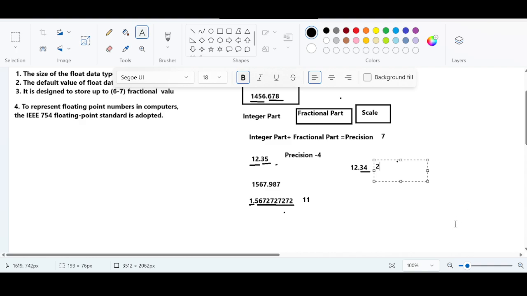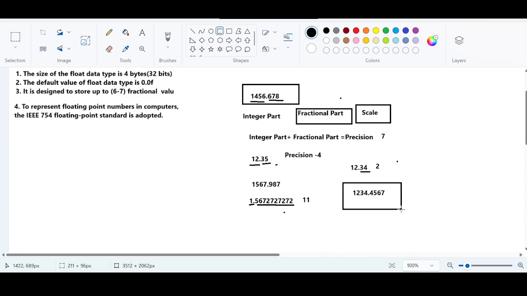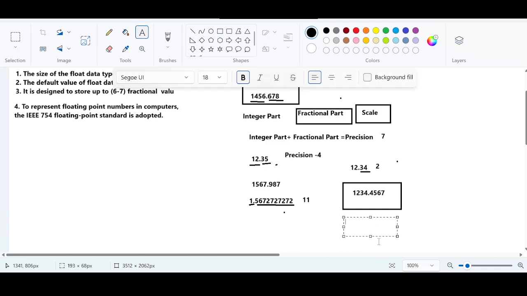The scale is 2. Now you give me the answer. What is the precision and what is the scale for this particular number? 8.4. 8 is the precision, the combination of integer part and the fractional part. And scale is just equal to the number of digits in the fractional part, which is 4.